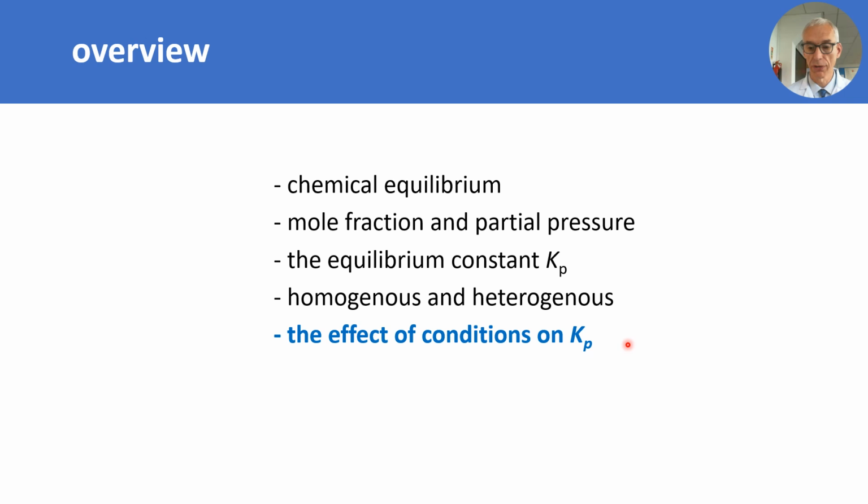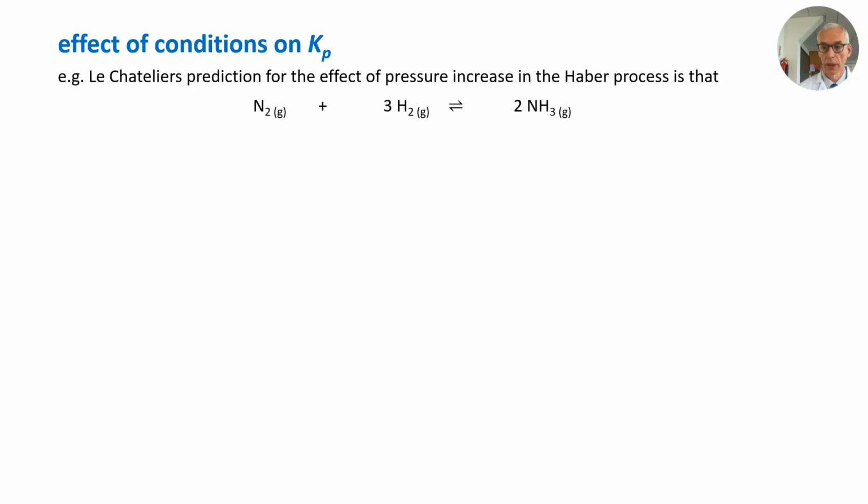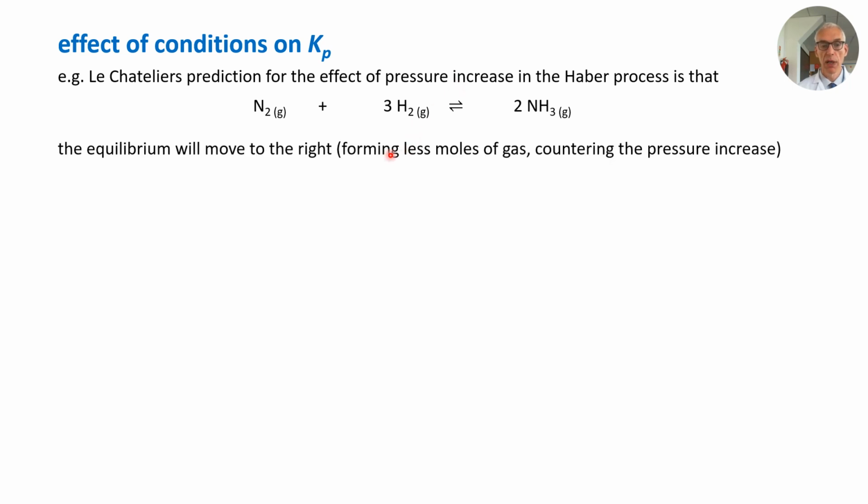The effect of conditions on Kp. So if we look at the Haber process, which is nitrogen and hydrogen forming ammonia, we know Le Chatelier's prediction for the effect of a pressure increase would be that the equilibrium will move to the right, forming fewer moles of gas and therefore countering the pressure increase. So there's the qualitative prediction from Le Chatelier.